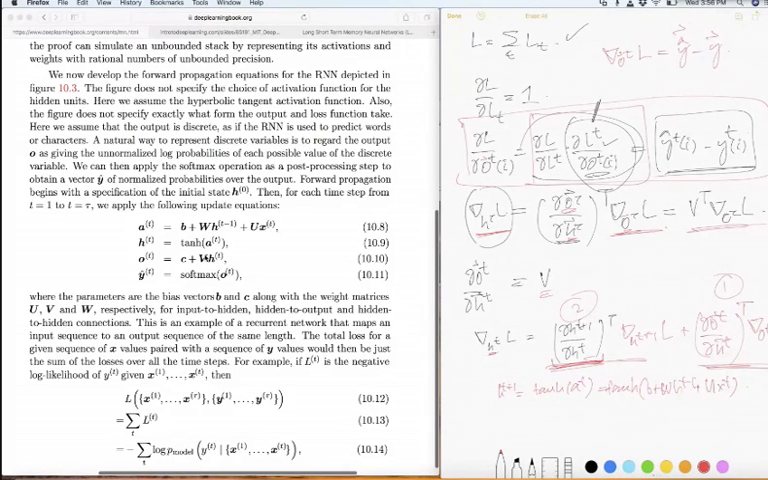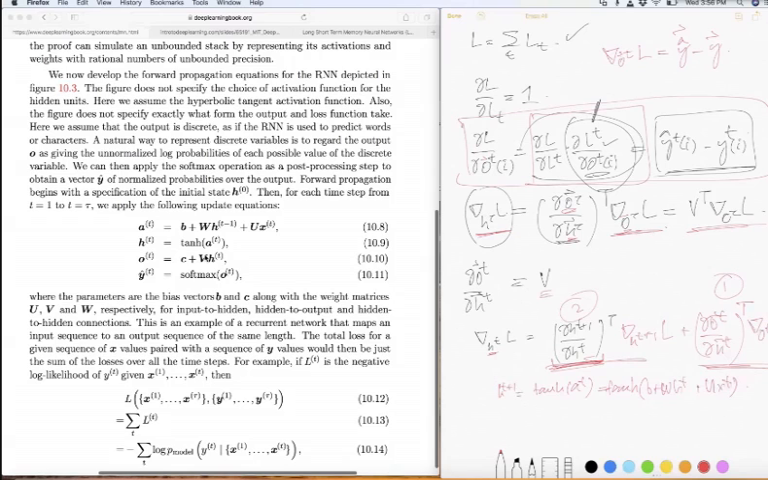Okay, that's how they are related. Sorry, not t minus 1, it should be h_t, and this should be x_{t+1}. That's how they are related.